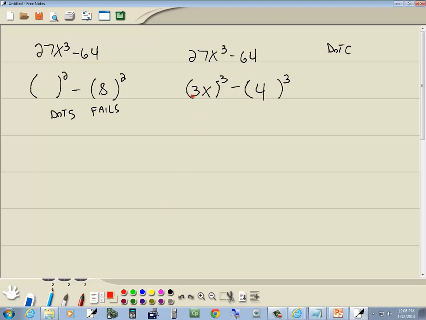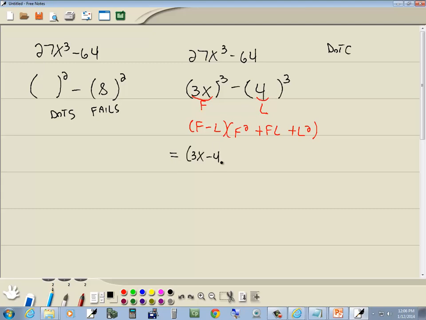So I'm going to label what's inside my first set of parentheses as F for first. I'll label what's in my last set of parentheses as L for last. Our formula for the difference of two cubes is F minus L times F squared plus FL plus L squared. Now everywhere we have an F in this formula, we'll plug in 3x, and everywhere we have an L, we'll plug in 4.